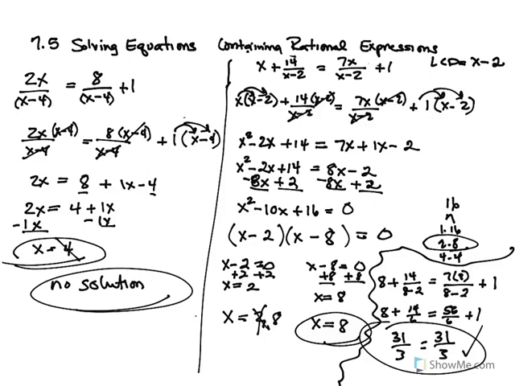And when we substitute in the 2, automatically we plug it in the denominator. We get 2 minus 2 is 0. That's automatically out. And we know that from 7.1 with identifying any value that would make the expression undefined. Okay? So that's solving equations that contain rational expressions.